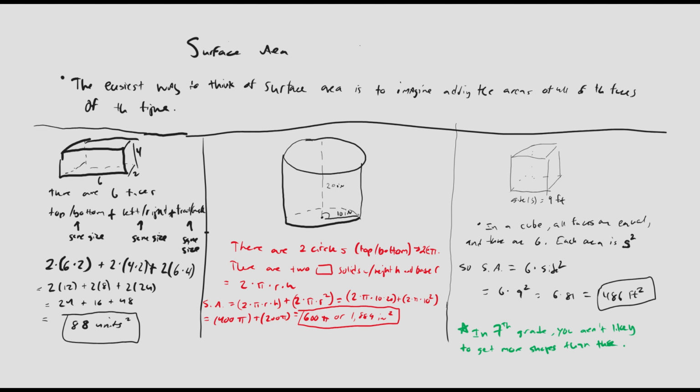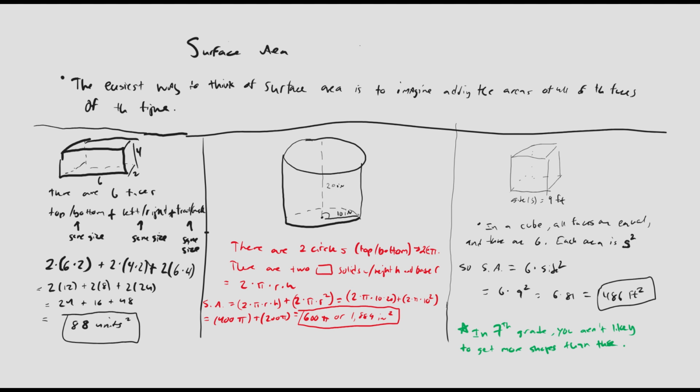There's a top and a bottom that are the same size. There's a left and right that are the same size, and a front and back that are the same size. Since they are the same size, if you find the area of one of the pair, you'll be able to just double it to find both. So if you think about it, the top and bottom measure 6 by 2 in length and width. If you double it, 2 times 6 times 2, you got the surface area of the top and the bottom.